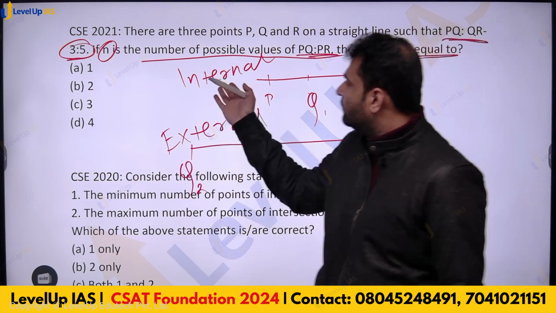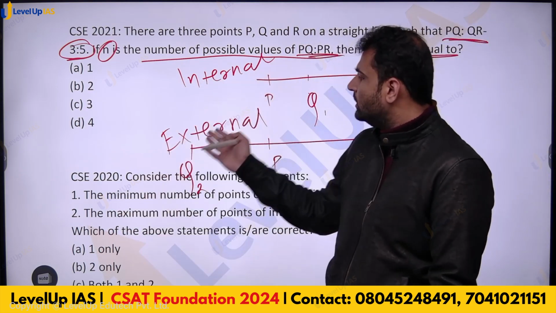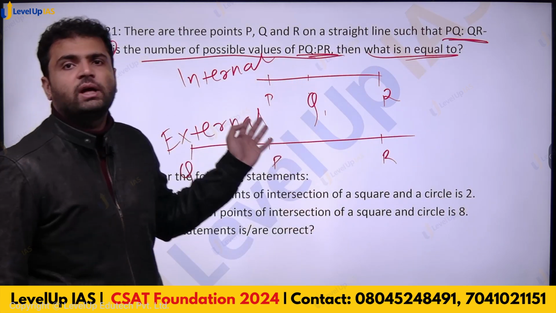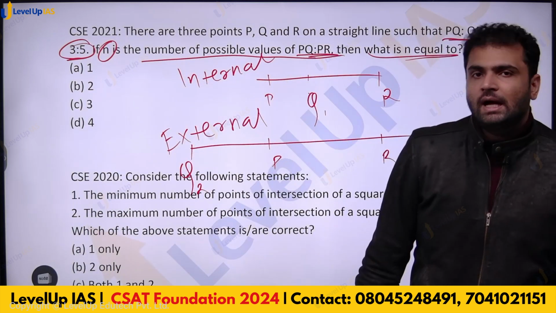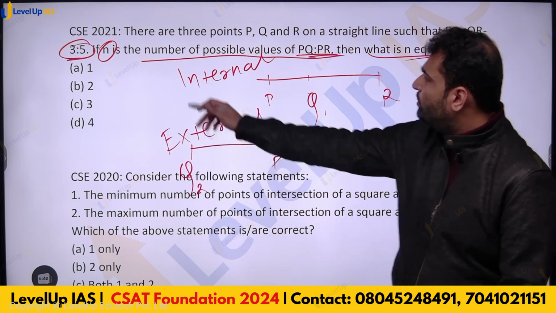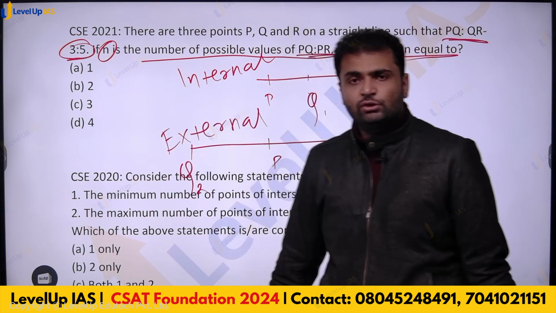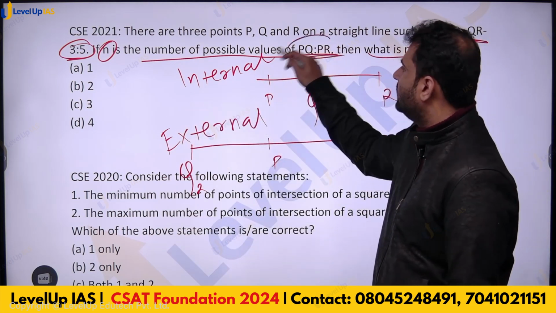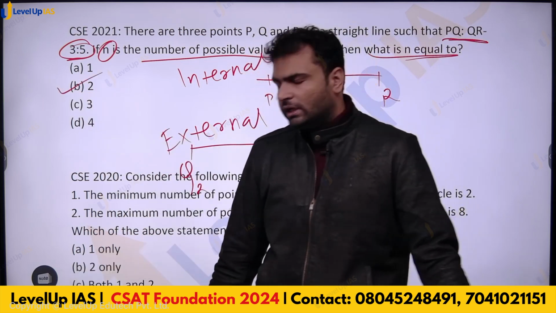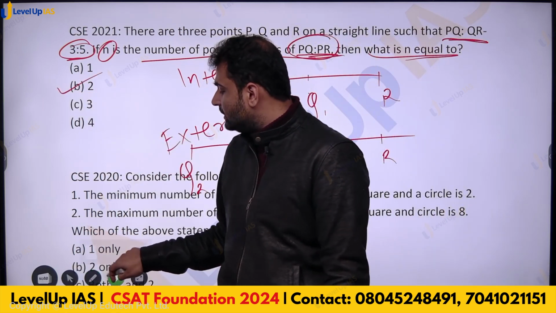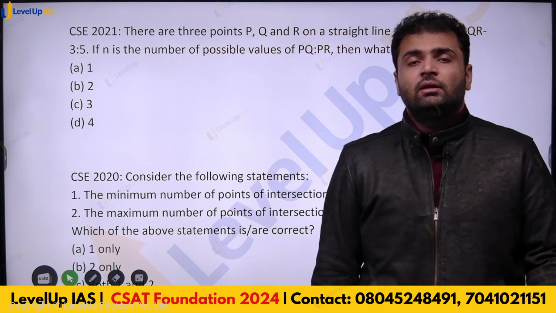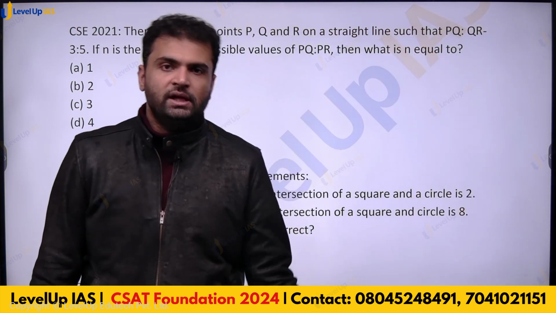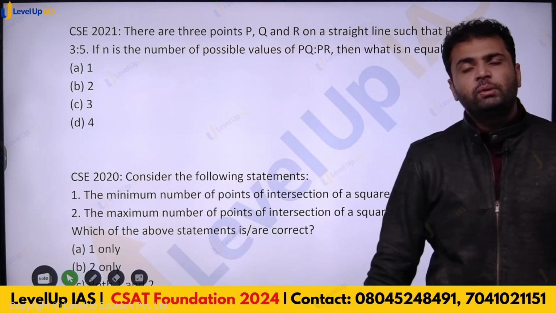For internal division we'll have one value of this ratio, and for external division we'll have a second value of this ratio. So there are directly two possibilities. You don't need to calculate the ratio, that is not asked. What is asked is how many possibilities there are. For every given ratio, we can have two possible positions of Q, internal division and external division. So there will be two possible values of this ratio, one corresponding to internal and the other to external division. That is all you need to know: given a fixed ratio, we can divide a line segment in two possible ways, internally or externally, and the answer would be 2.